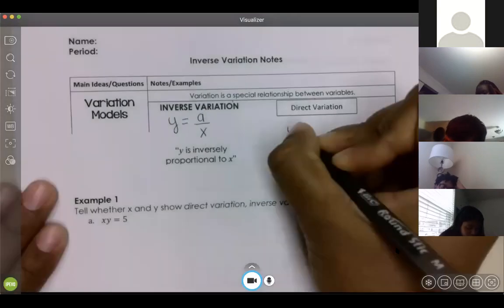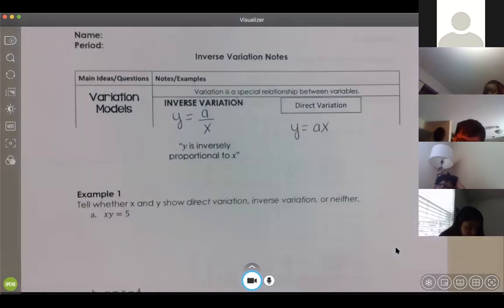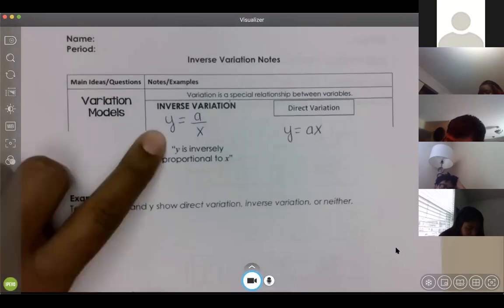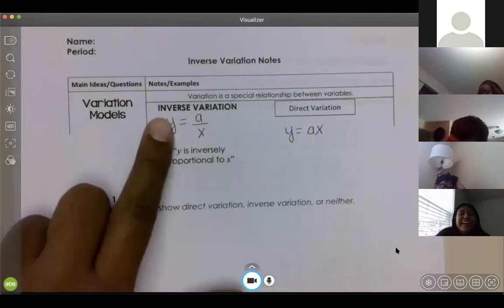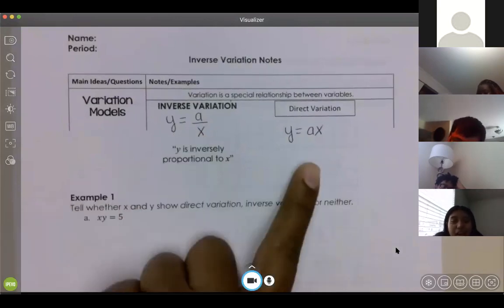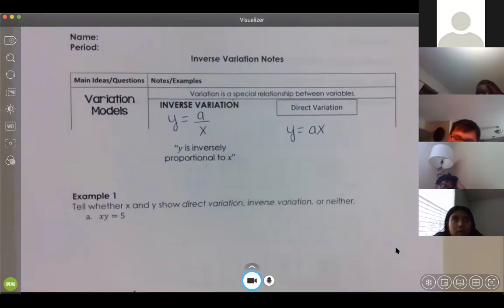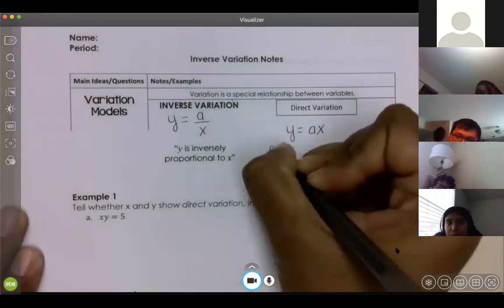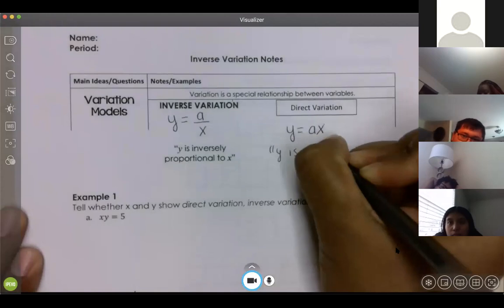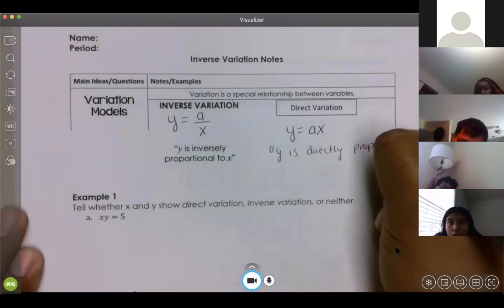The second formula is direct variation, in the format y is equal to a times x. The difference between inverse and direct is that in inverse, x is in the denominator. In direct, x is multiplied with a, so they're both together. There's no denominator. And the way we say this is y is directly proportional to x.